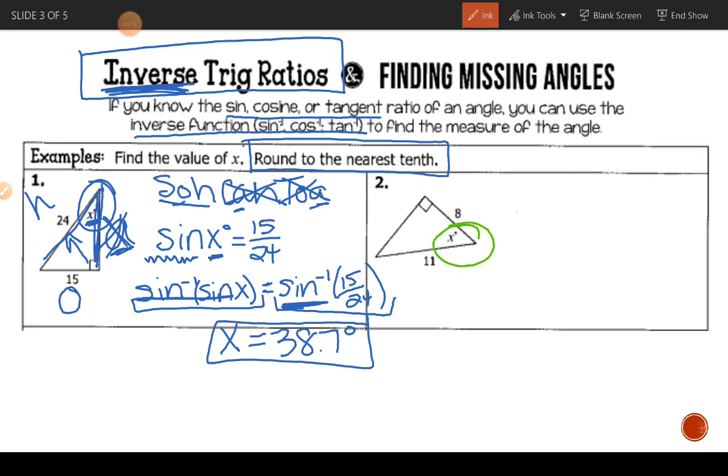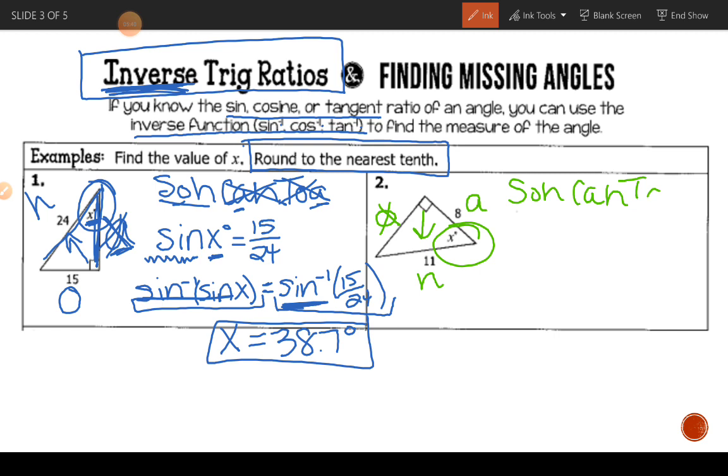So again, we circle our angle. Across from the angle, or the 90 degrees, is the hypotenuse. 8 is touching the angle, so that's going to be the adjacent, and the side that's not touching is the opposite. Again, we're not using the opposite because there's nothing in the opposite.